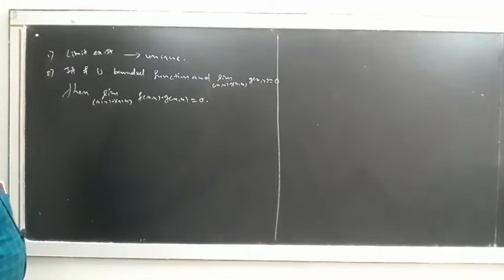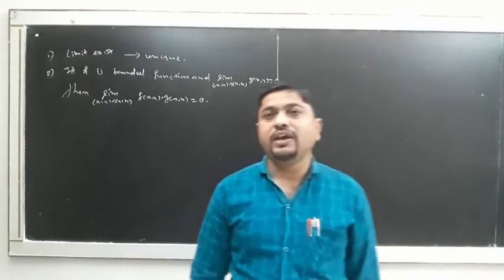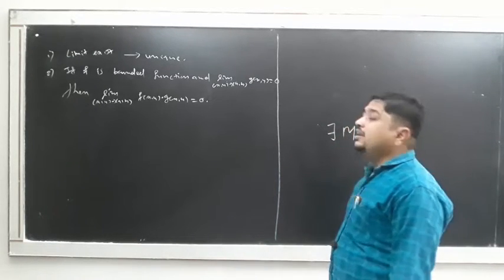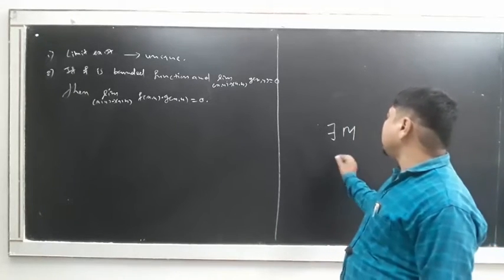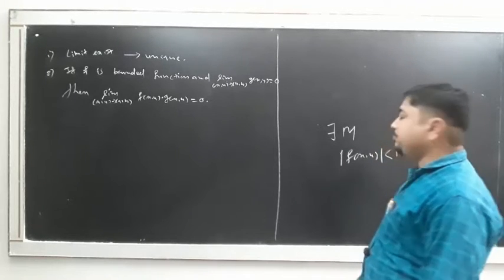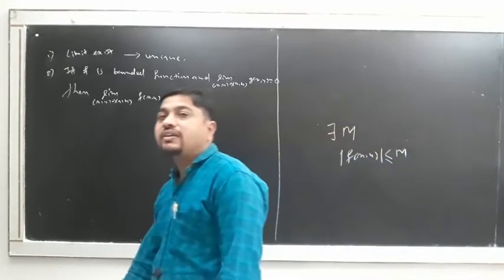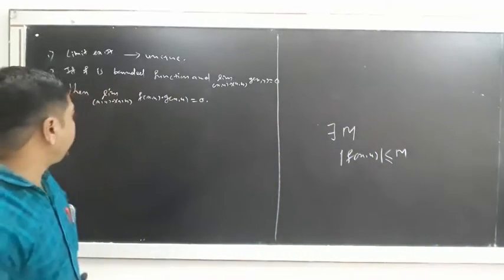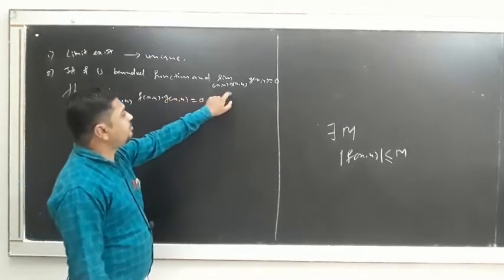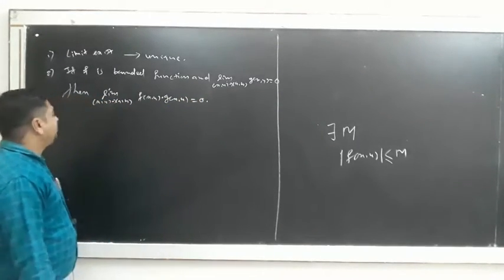So what is a bounded function? If f is defined in the domain D, then f is bounded when there exists a real number m such that mod of f(x,y) is less than or equal to m. Then we say that the function is bounded. So the rule is: if f is bounded and g has limit 0, then the product limit is also 0.